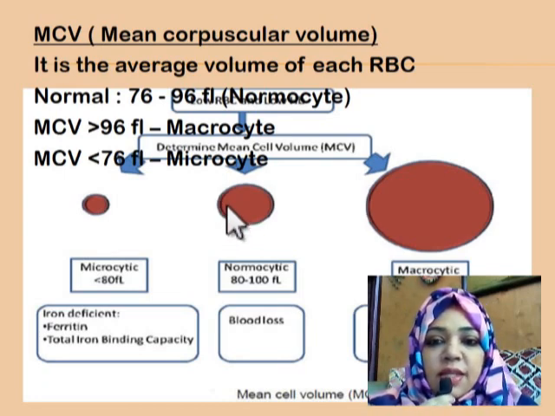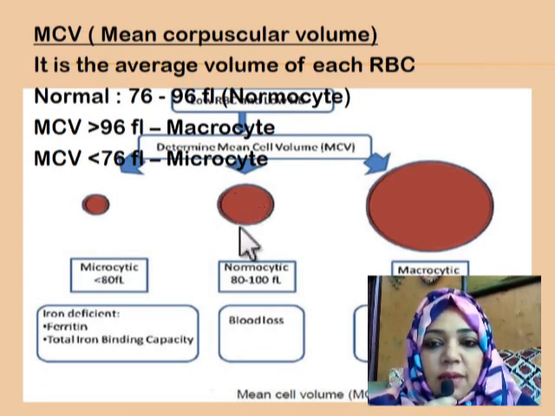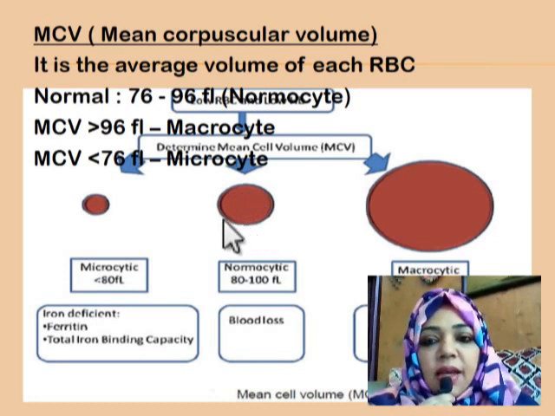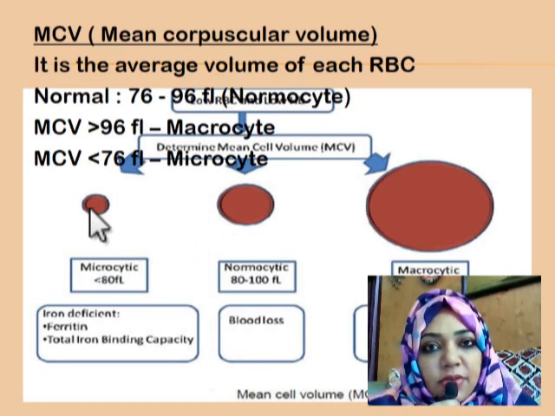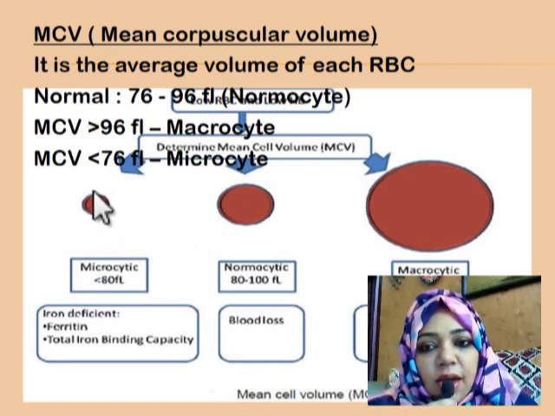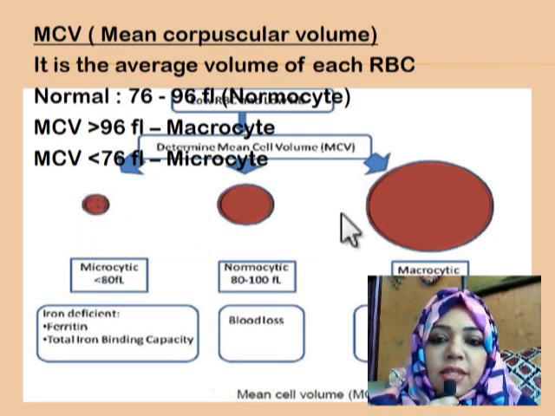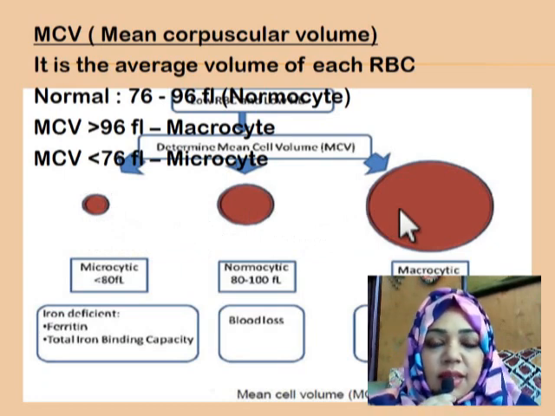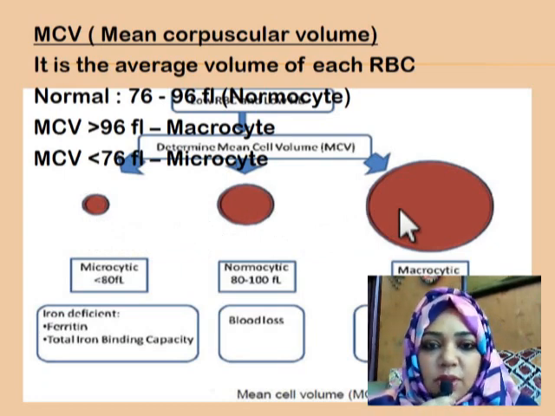So here you can see this is a normal MCV, that is a normocyte RBC, and when the cell size has decreased, then this is called a microcyte, and if the cell size has increased, then it is called a macrocyte.